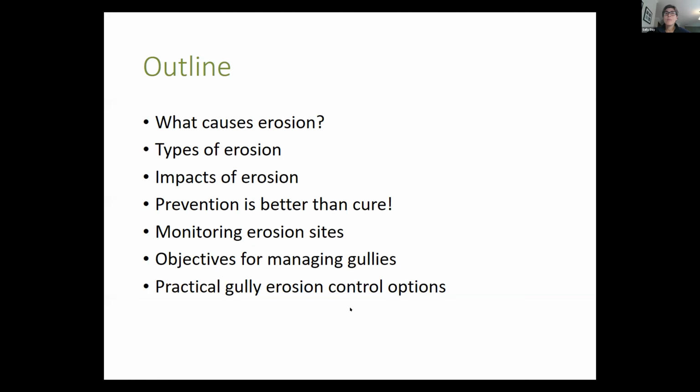How do we manage them? My key take-home message is prevention is better than cure. We'll look at different ways in which to monitor erosion sites and strategies for actually managing them, with some practical gully erosion control options that we'll run through at the end. I've got lots of photos to try and demonstrate points today, and also we have some short little YouTube movies to watch as well. All right, let's get started.